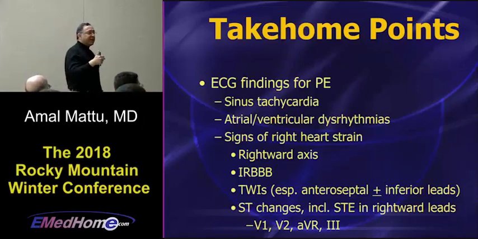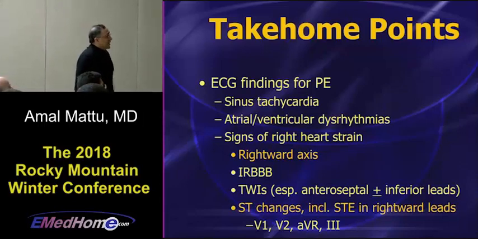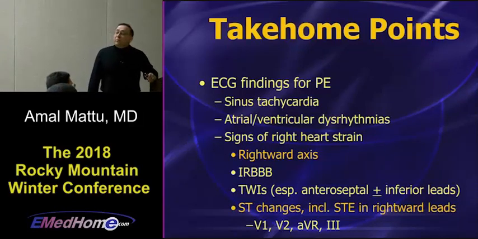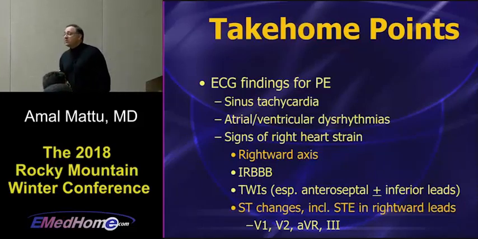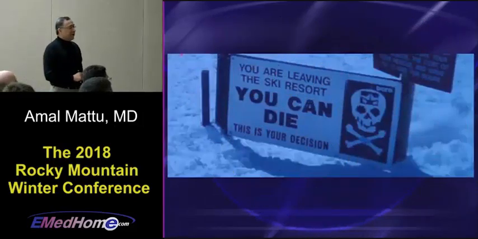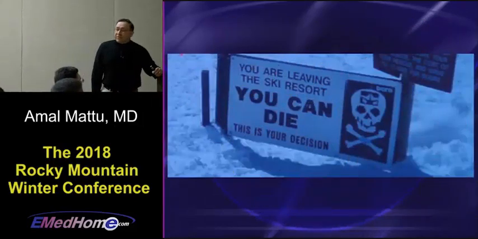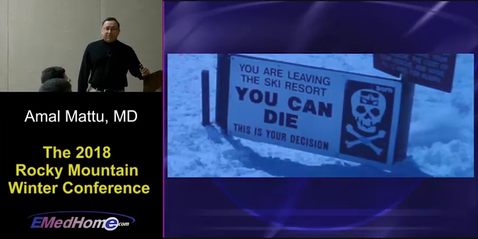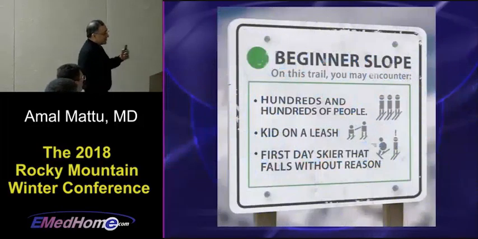So think PE and hyperkalemia when you see that rightward axis, in particular in the rightwardish leads, V1, V2, aVR, and lead 3. Those are the leads in which PE is most likely going to produce the ST segment elevation, all right? So, questions about that so far? Everyone okay with that?